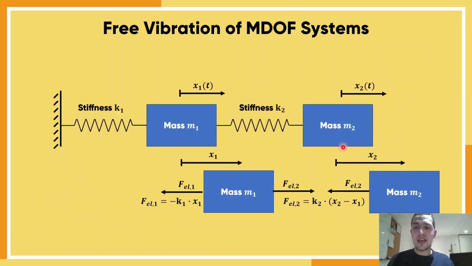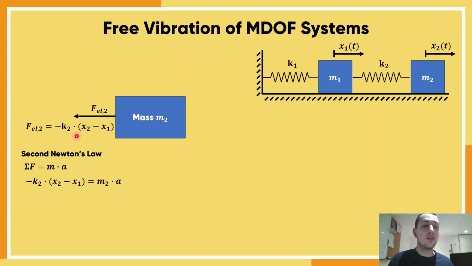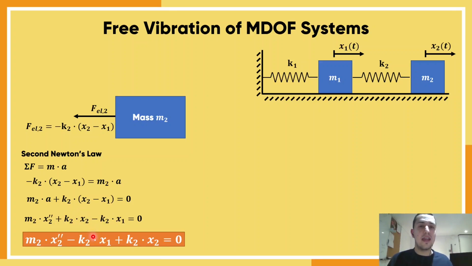Now, if we look at the second mass and try to isolate it, again we're going to do the same thing, say that the sum of forces equals ma, and now we only have one force, and that is equal to minus k2 times (x2 minus x1), and that has to be equal to m2 times a. Again, we send this to the same side, and then we keep the equal to 0. And again, what we're going to do is to have a term for x1 and a term for x2. And this, again, leads us to the second equilibrium equation for mass 2: m2 times its acceleration minus k2x1 plus k2x2 equals 0.